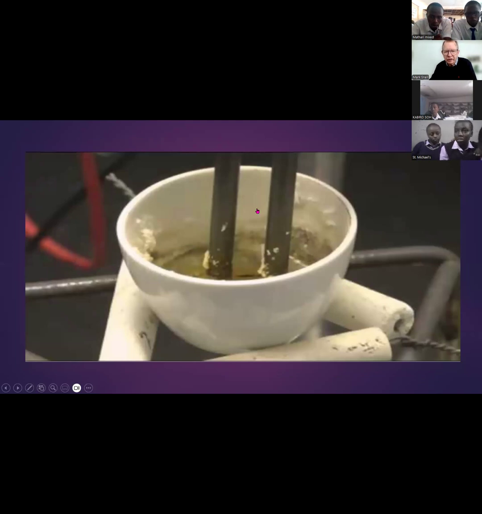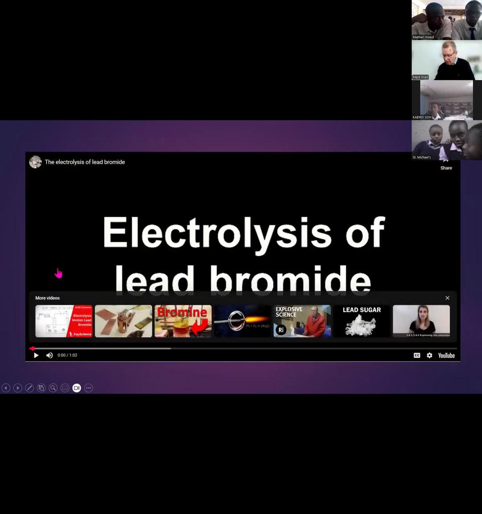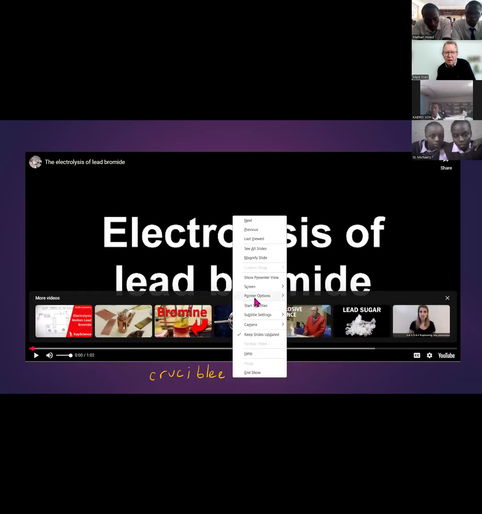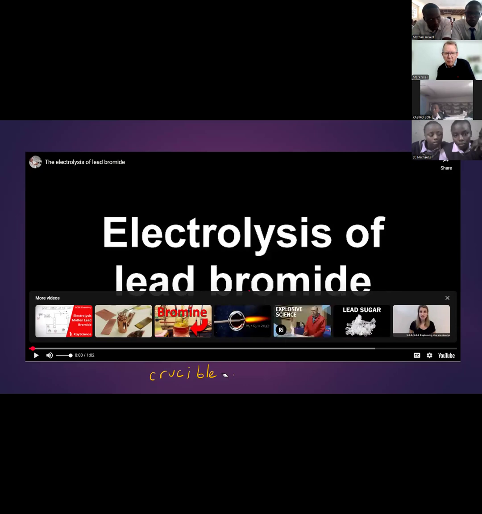So this is a crucible. I don't know if you've ever seen one of these, but it's spelt C-R-U-C-I-B-L-E. Whoops, I've drawn 2 E's on the end of that. I do not know why. Crucible, that's what it's called. Okay, the little thing we can see there. Okay, here we go.